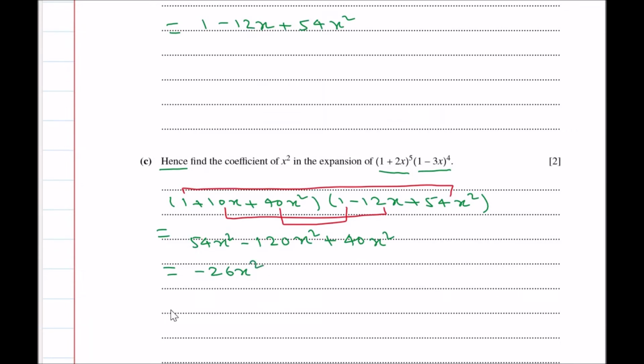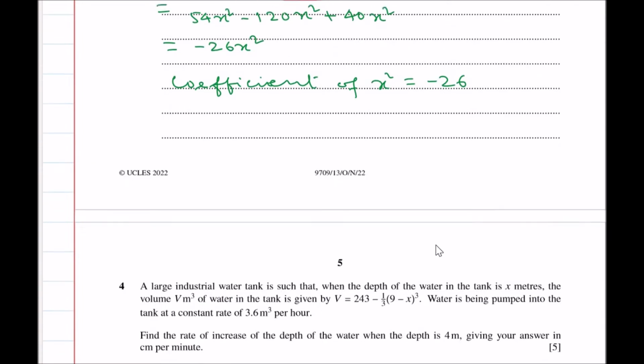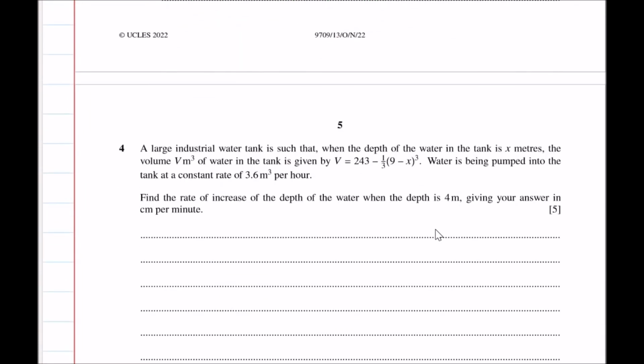Question is asking, find the coefficient of x square. So we should write here coefficient of x square is equal to minus 26. This is our answer. Let's go to the next question.